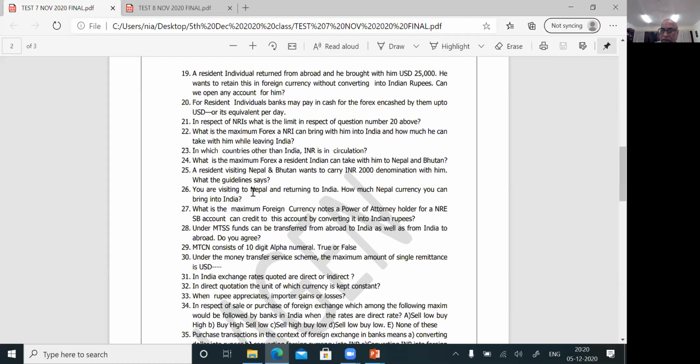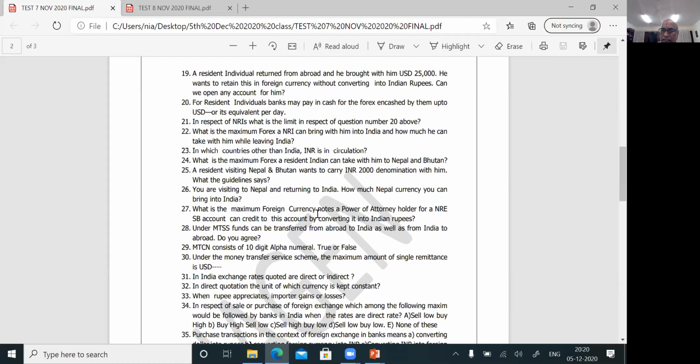Question number 26. You are visiting Nepal and returning to India. How much Nepal currency can you bring into India? Unlimited amount. Denomination is not the question at all. Any amount, any denomination, unlimited, you can bring into India. Question number 26. Question number 27.